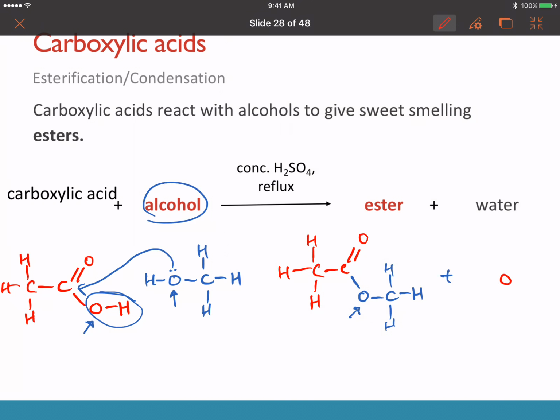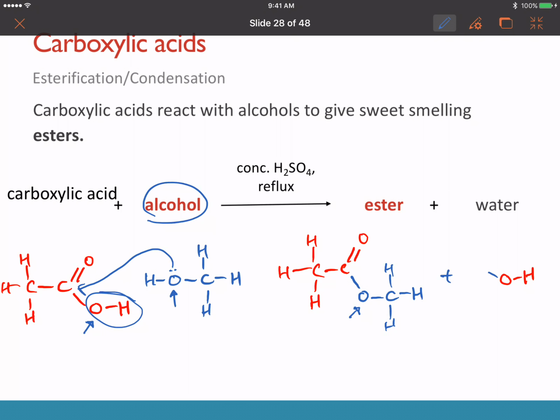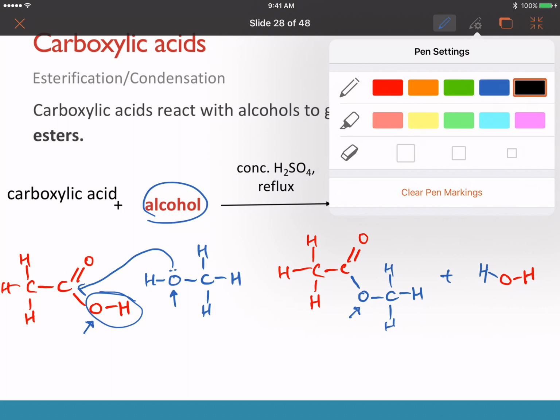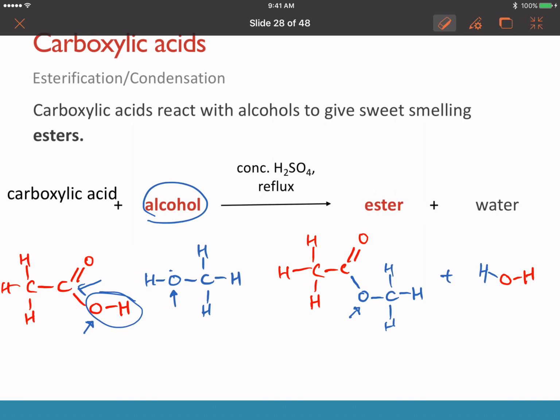There's an OH here, right? Okay. Now, you don't need to know the mechanism in detail. So what you need to do is, you just need to know where the bonds are from.